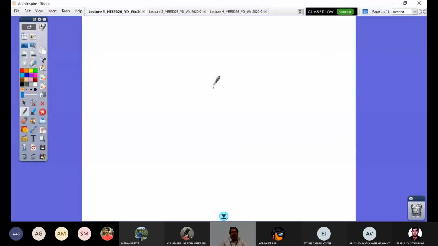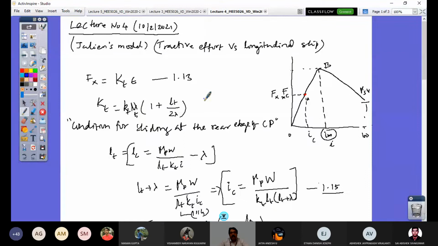In the last class, we were looking at Julien's model, wherein we derived the tractive effort as a function of longitudinal slip. Importantly, this is a simplified model. Why? Because we have not considered an important element, lambda, given by the length of the tire which is entering the contact patch just before the contact patch under elastic deformation. The elastic deformation can be of two kinds: one under compression, another under stretch.